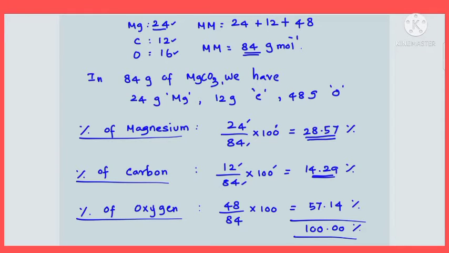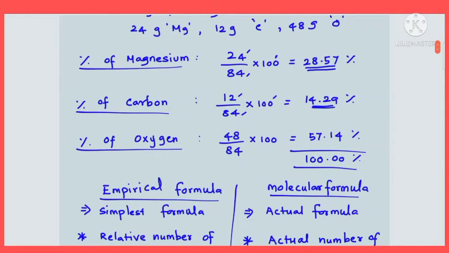Then the next one is the percentage of oxygen. In magnesium carbonate, the mass of oxygen is about 48 gram. Therefore, 84 gram of magnesium carbonate contains 48 gram of oxygen. Then what for 100 gram? So into 100, we get about 57.14%. So that is how to calculate the percentage of composition of various elements present in a compound.